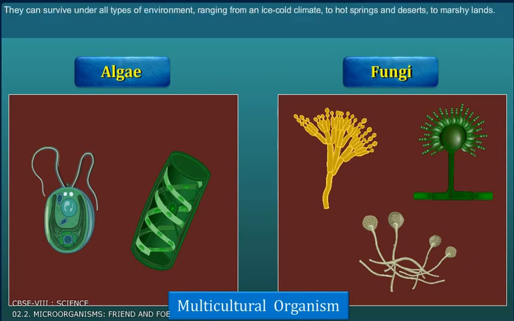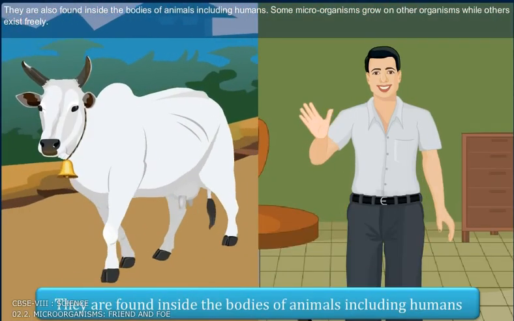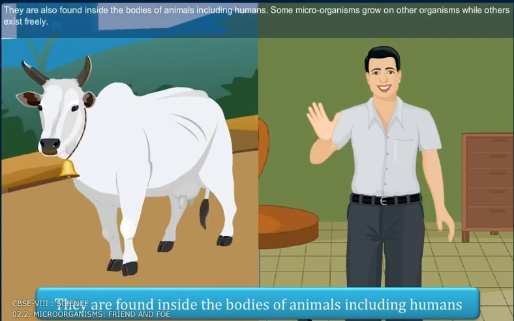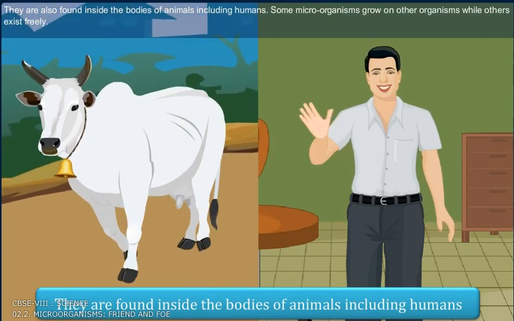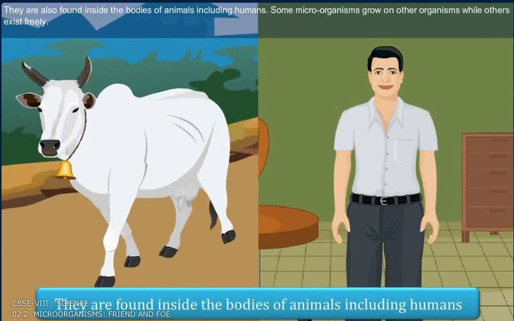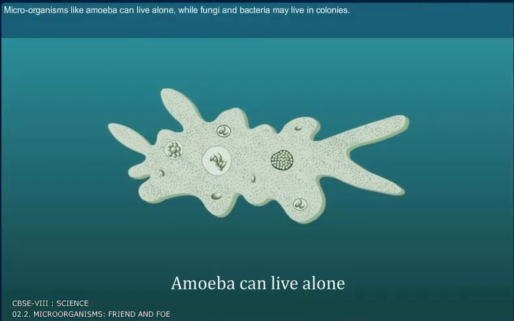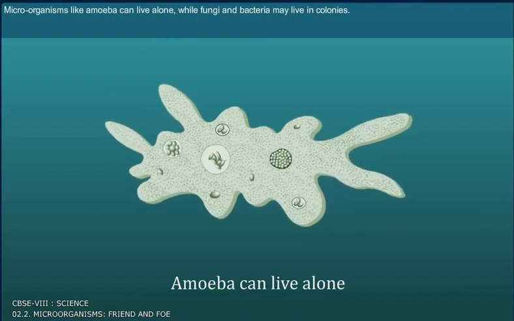They can survive under all types of environment, ranging from ice-cold climates to hot springs, and deserts to marshy lands. They are also found inside the bodies of animals, including humans. Some microorganisms grow on other organisms while others exist freely. Microorganisms like amoeba can live alone, while fungi and bacteria may live in colonies.